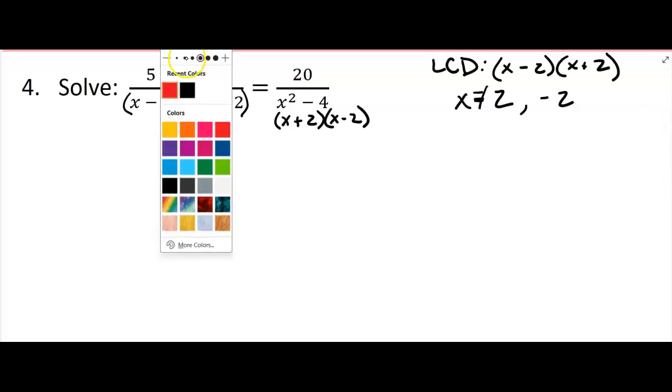Let's see. Trying to get it to be a decent thickness here.